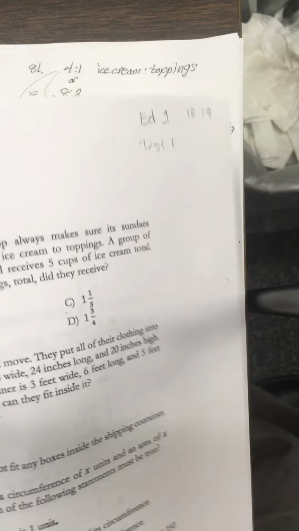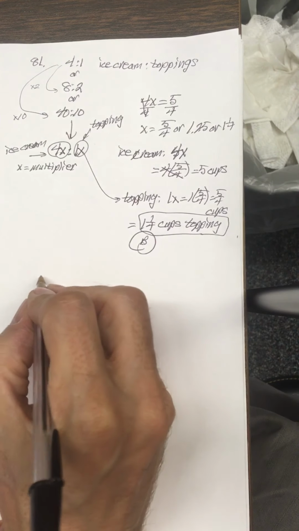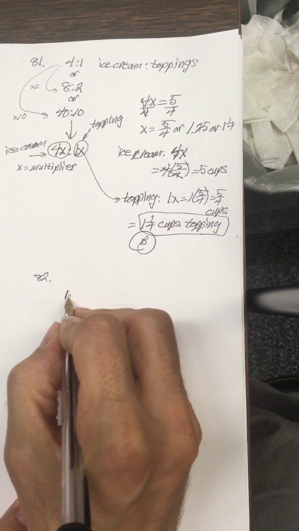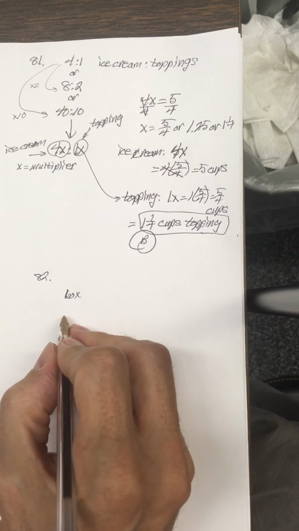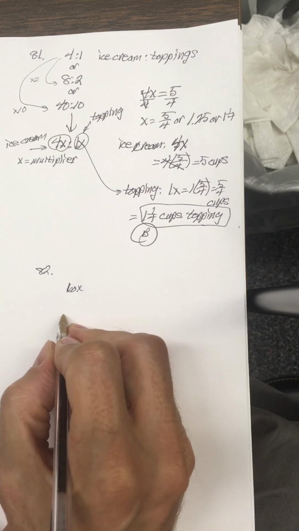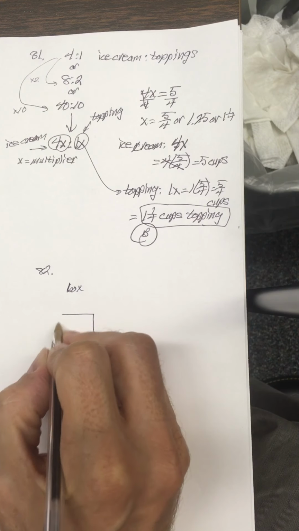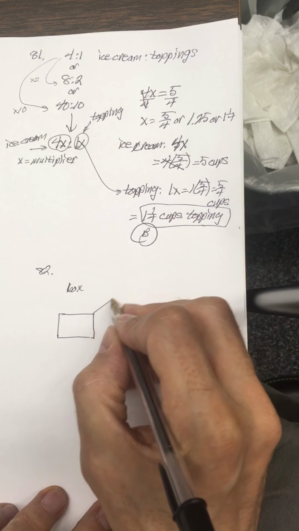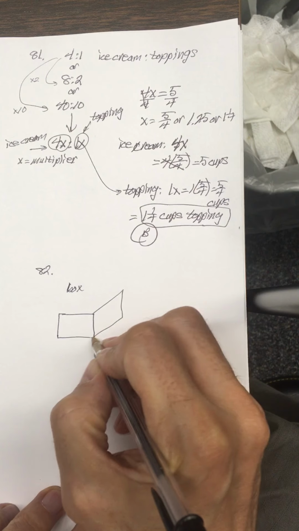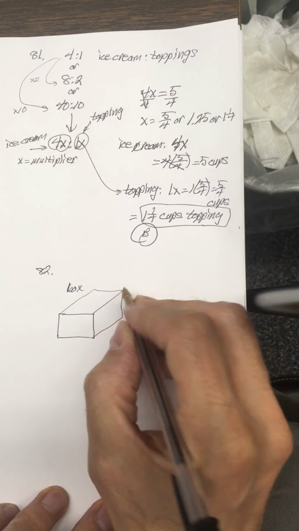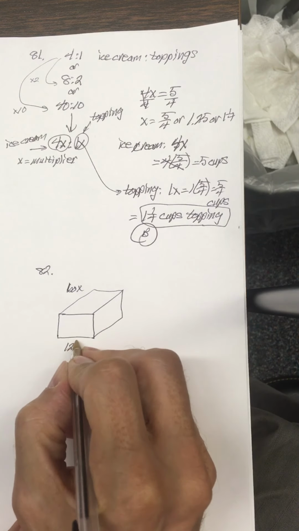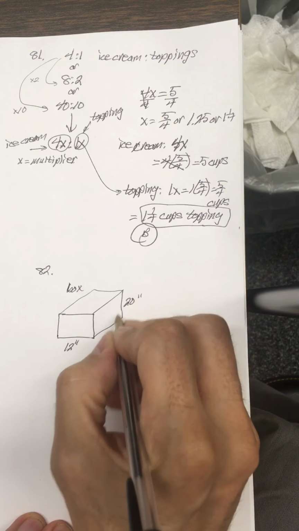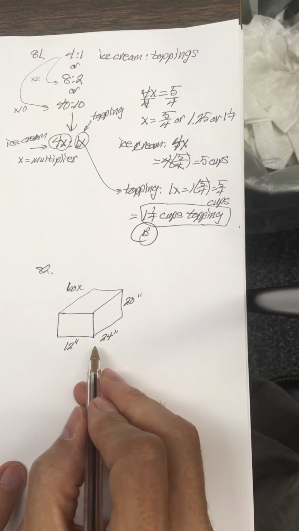So the best way to do this is to draw. This is problem number 82, by the way. A box will look like this, and I'm going to try my 3D skills here. So it's 12 by 24 by 20. I probably didn't make this look very accurate, but whatever. So 12 inches by 24 inches by 20 inches. I should have made that look taller. But yeah, that's a typical box.